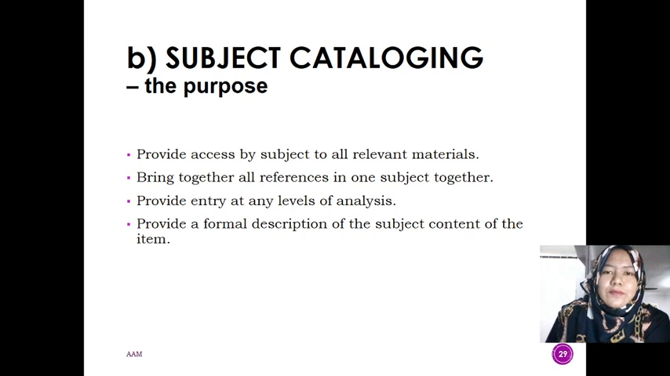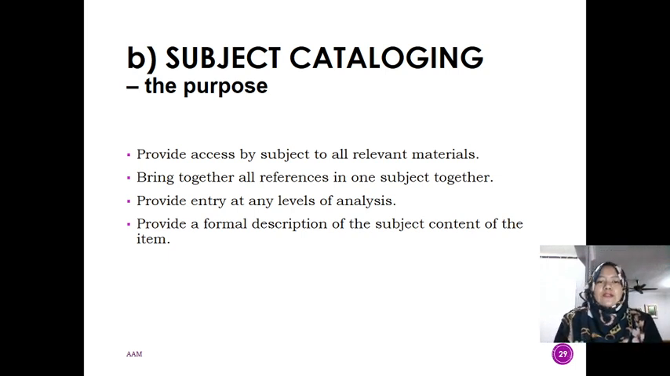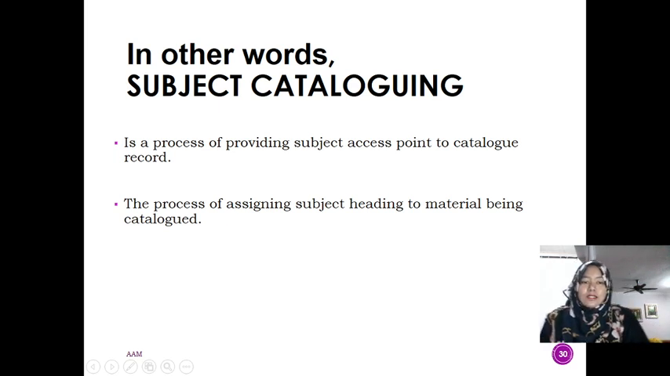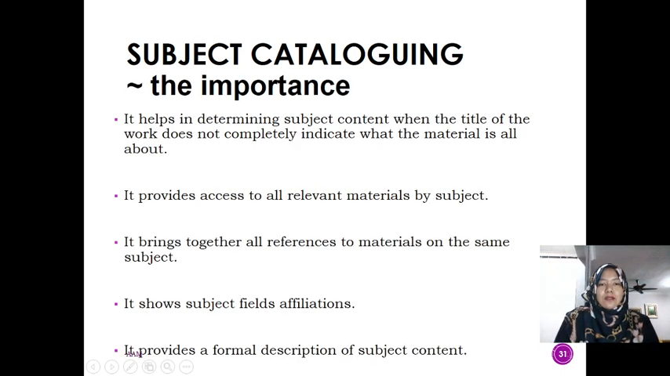Alright, so the purpose of subject cataloging is to provide access by subject to all relevant materials: bring together all references on one subject matter, provide entries at any level of analysis, and also provide a formal description of the subject content of the item. In other words, subject cataloging is a process of providing subject access points to catalog records, the process of assigning subject headings to materials being cataloged.